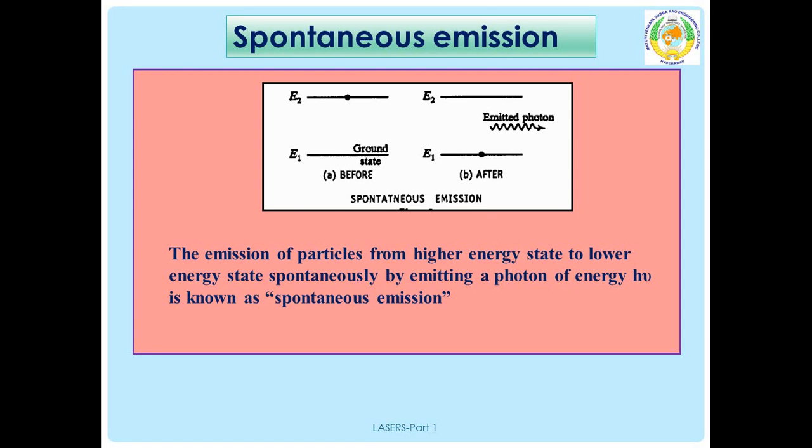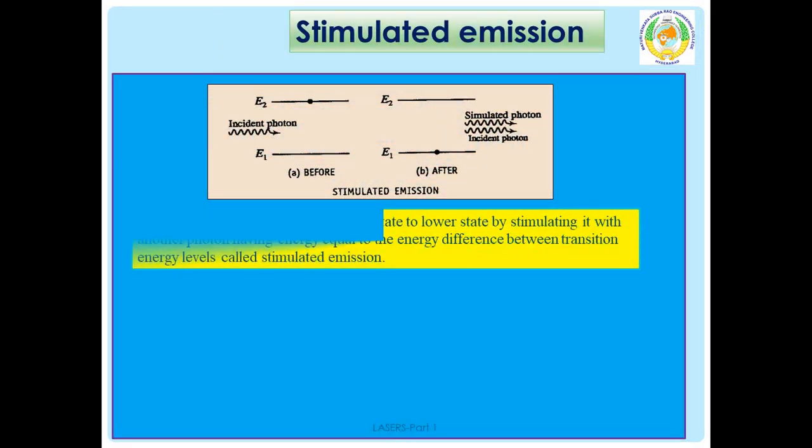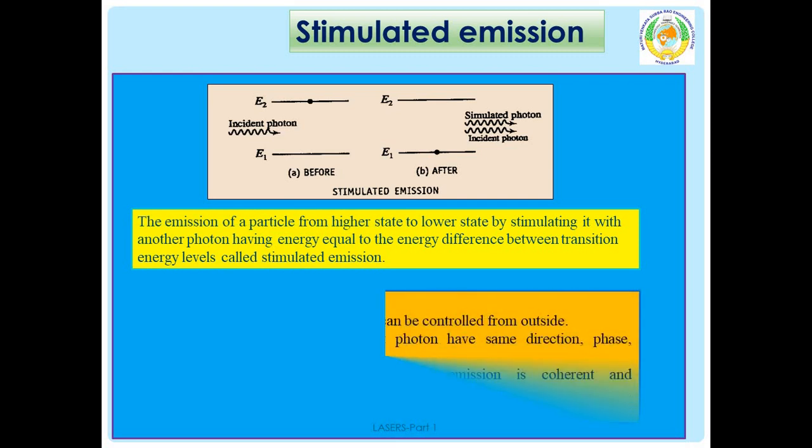So figure A represents the atom in the excited state, and figure B represents the atom transiting from E2 to E1 emitting a photon. So this phenomenon where the atom is spontaneously coming down to the ground state from the higher energy state to the lower energy state by emitting a photon of energy h nu is known as spontaneous emission. Then we also have one more emission which is known as stimulated emission.